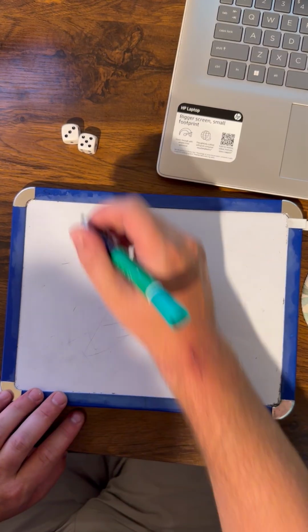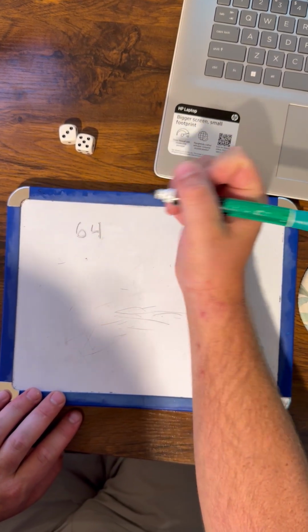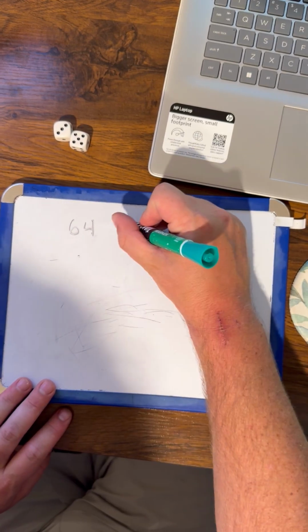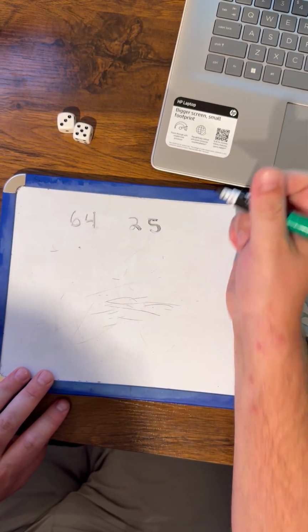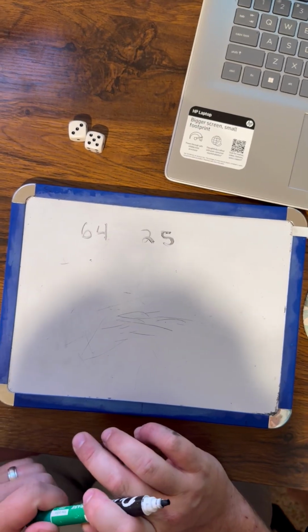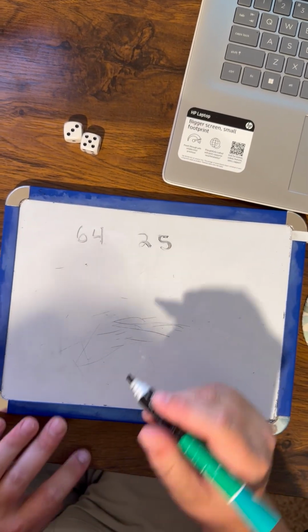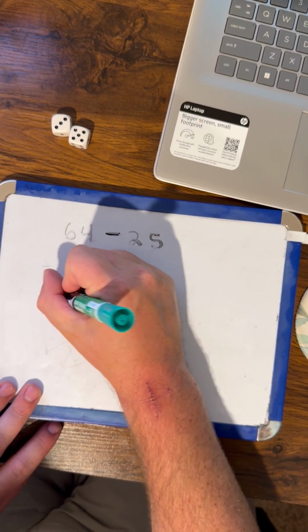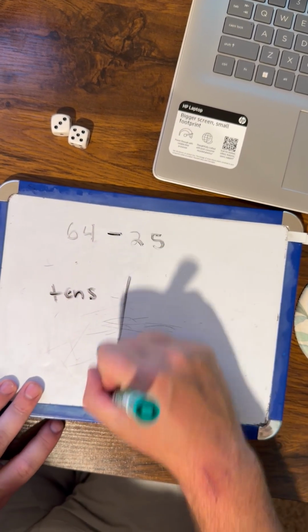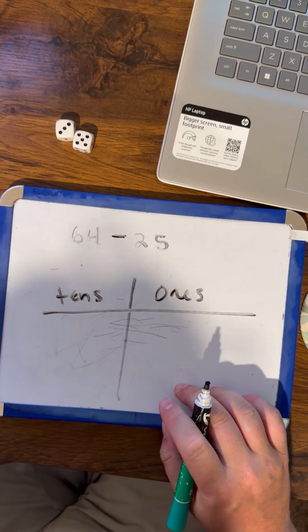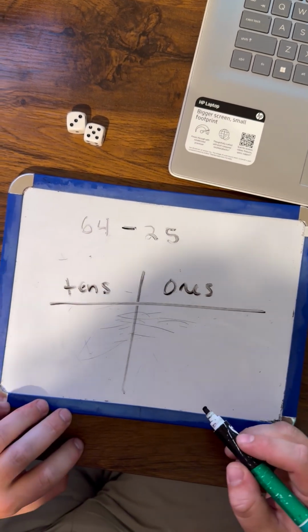So it says Sarah has 64 stickers. And then she gives 25 stickers to her friends. So Sarah is giving away her stickers. Are we adding or are we subtracting the amount of stickers? That's right, we're subtracting. And then in this one, we're going to do our tens and ones charts again. Okay. And we're going to go just like we did in the last one.